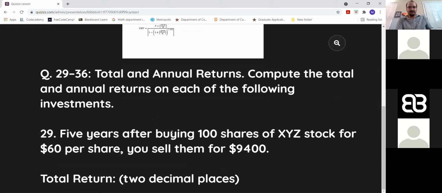Where are we starting? 100 shares for $60 per share. How much money do you have in them shares? That's how much you started with. This is how much you end with. So you might have to do a little bit of calculating to find the principal. But I believe the accumulated amounts, you're right, they are given to you.